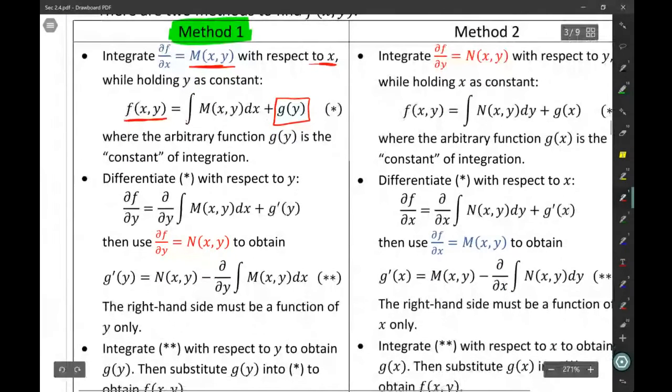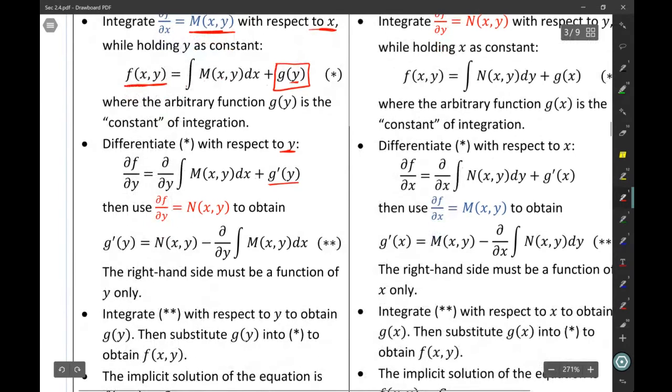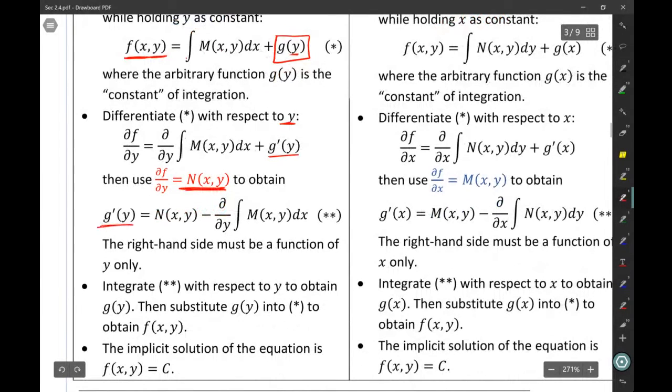Now, once you find the function f, differentiate it with respect to the variable y. So df by dy will be the derivative of this integral plus the derivative of g(y), which is g prime of y. Then you will equate it with N of x,y to obtain the function g prime.